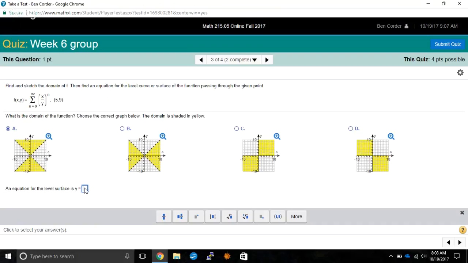Oh, so is it 5/9 x, 5x over 9 for the level surface? The level surface, I remember. I remember getting really lucky several times. Yeah, okay, I did too, but then I finally figured it out one time.